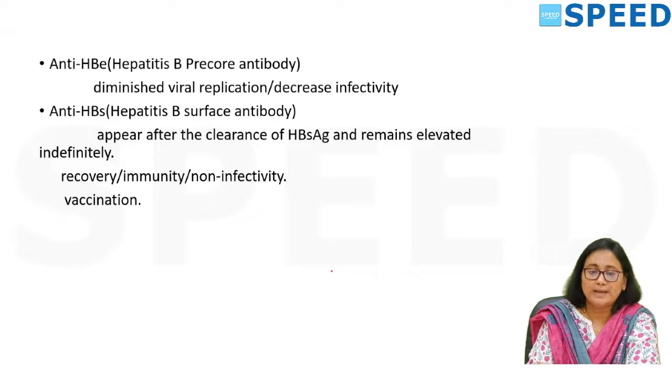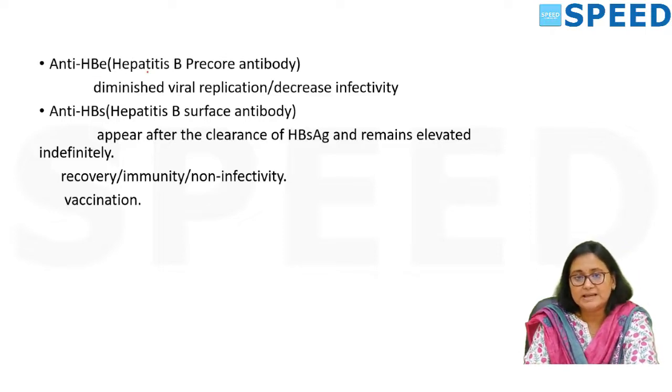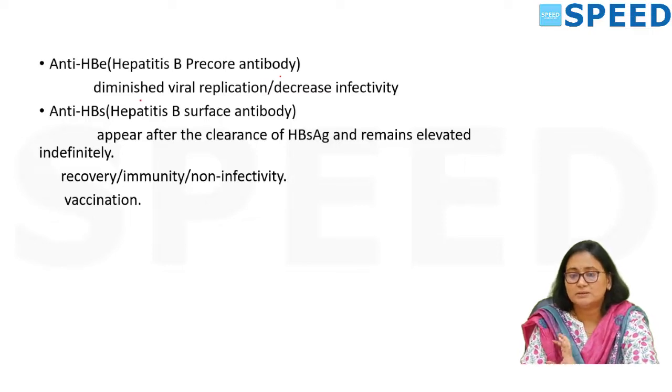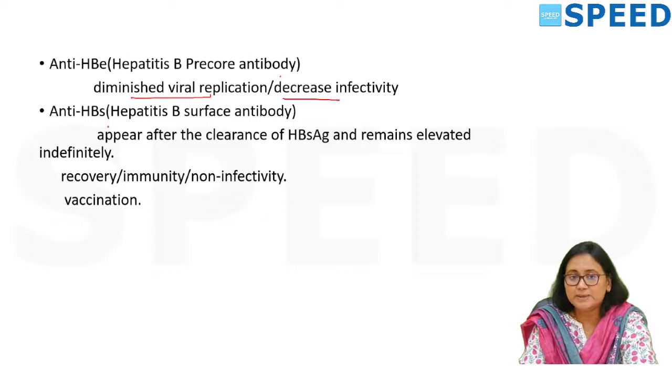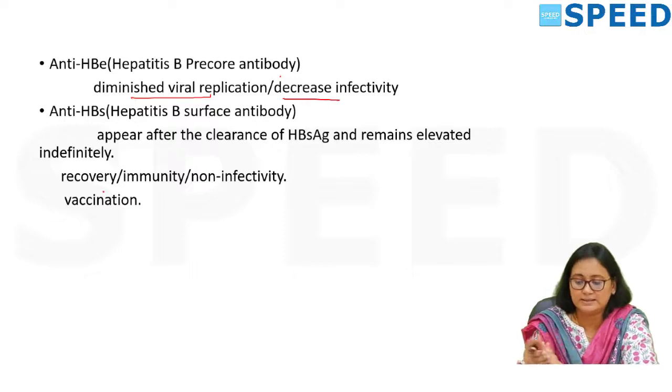Before that, we will go through anti-HBE, that is hepatitis B pre-core antibody, which once it forms, will show that there is diminished viral replication and decreased infectivity. Anti-HBS, that is hepatitis B surface antibody, appears after clearance of hepatitis B surface antigen and will remain elevated. It will indicate whether the patient is recovered or immune, non-infected or vaccinated.